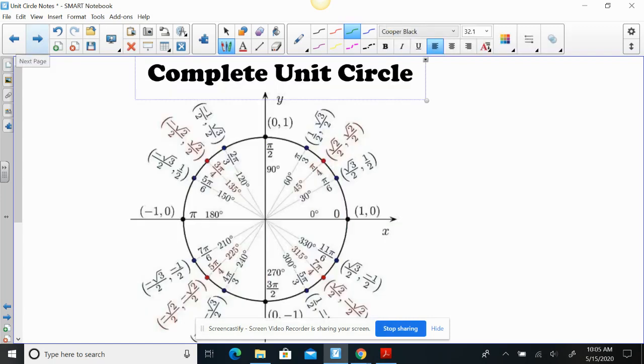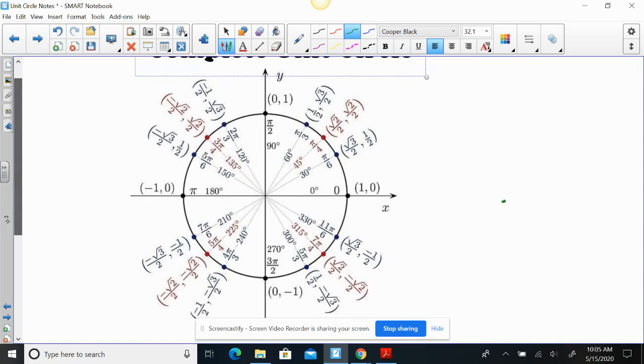All right, so if you did not fill out your complete circle, you might want to just pause this here and make sure you have everything. Although, guys, if you Google unit circle, there is so much out there.